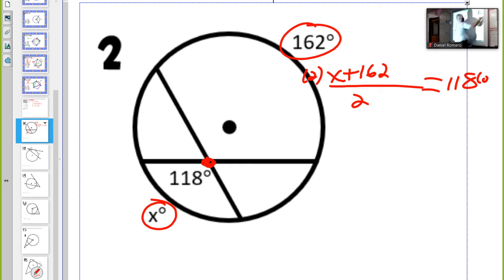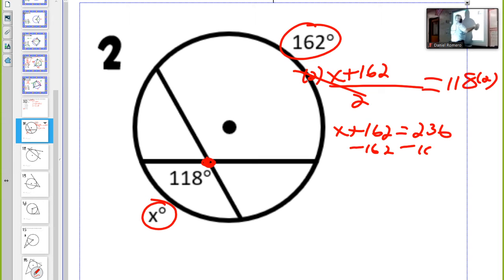Times 2, times 2. X plus 162 is 236. Minus 162.